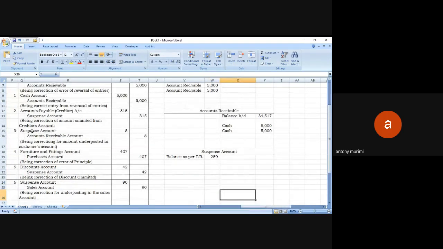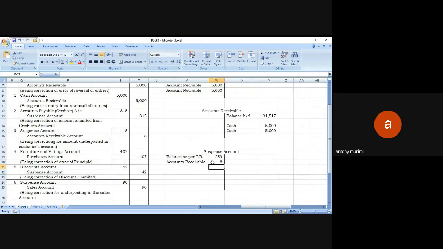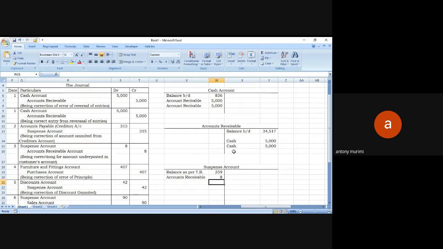So we have error number 3. Then we go to error number 3. We debit suspense account. We credit accounts receivable account. So debit suspense account by accounts receivable, 8 shillings. And credit accounts receivable by suspense account.